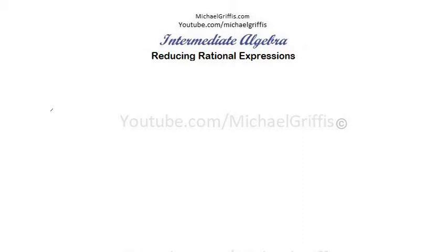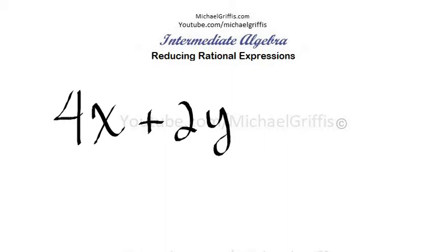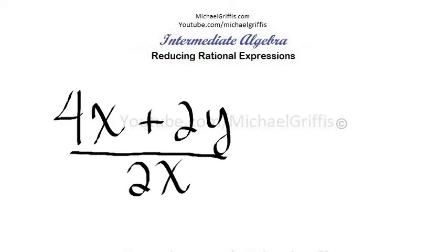Let's see, we got 4x plus 2y over 2x. And we want to try to reduce this down as much as we possibly can. So what we look at is, what can we factor in the numerator, what can we factor in the denominator, and then we just cancel out terms.